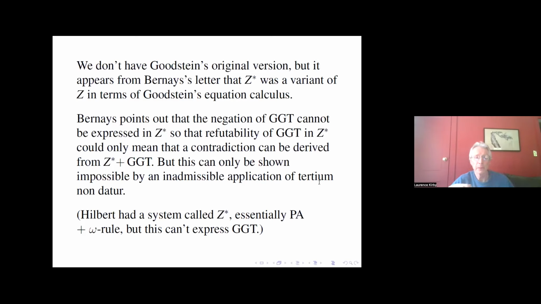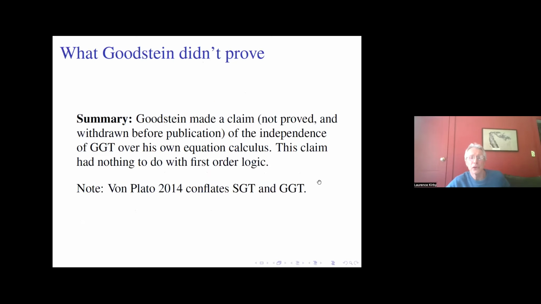Okay, so at the bottom there, I just noted that there was a standard Z star at that period, which is Hilbert's system, which is essentially PA plus the omega rule, but this also can't express general Goodstein theorem, so I don't think Goodstein was talking about that. But the summary of all that is that Goodstein did claim an independence result. It wasn't proved and it was withdrawn. We have Goodstein's letter confirming he withdrew it.